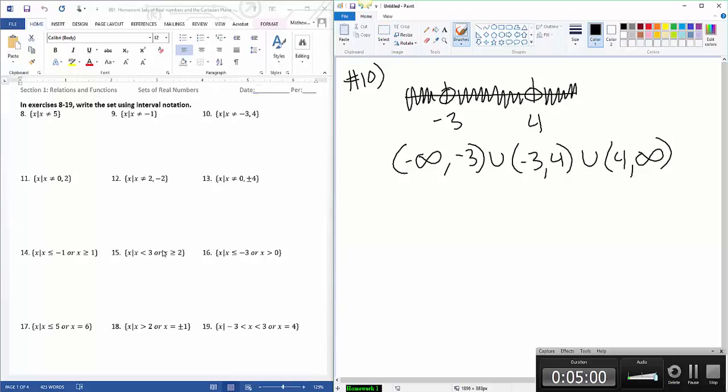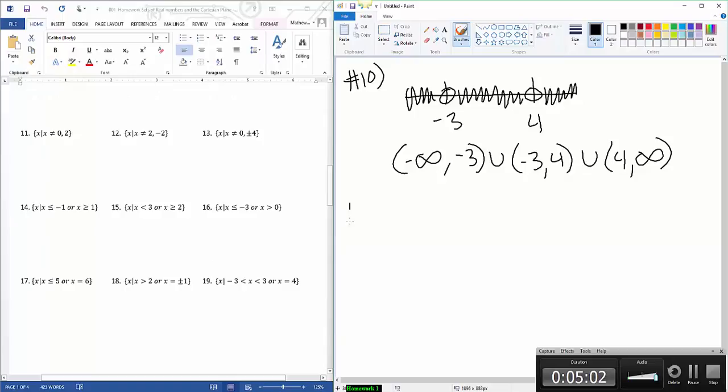If I did number 18, it says x is greater than 2 or x is plus or minus 1. So on my number line, we have -1, we have +1. It says it is that, so they're closed circles, they're included. And then also x is greater than -2, or x is greater than 2. So that's an open circle, and that's all shaded.